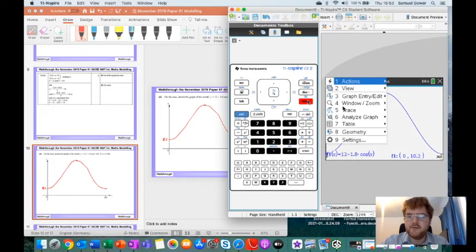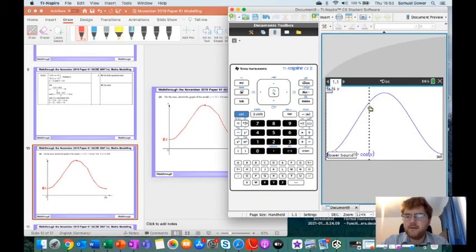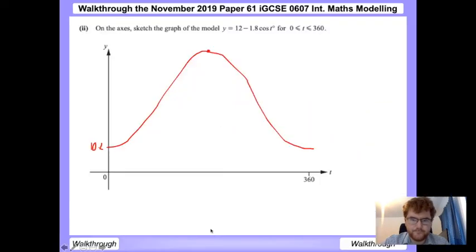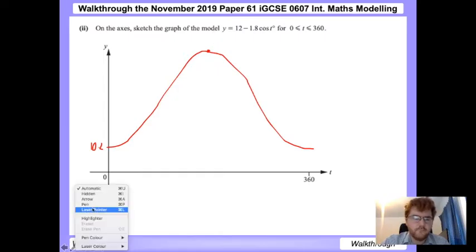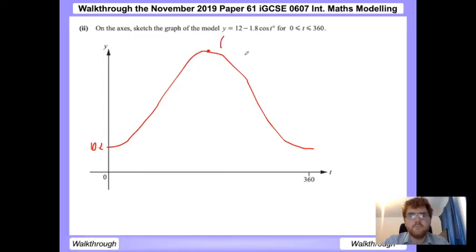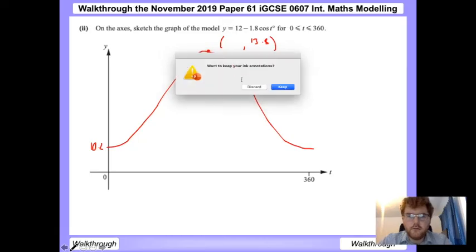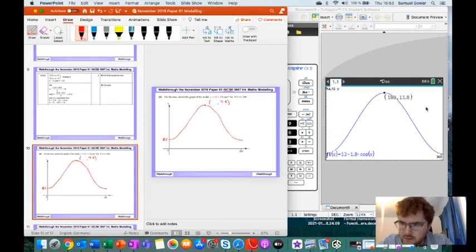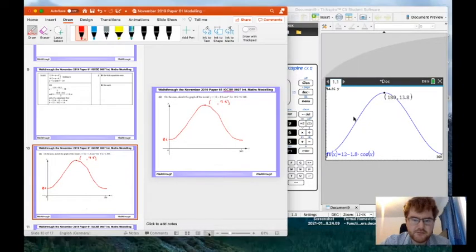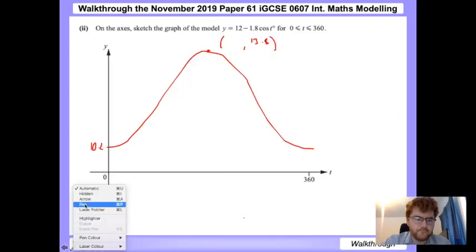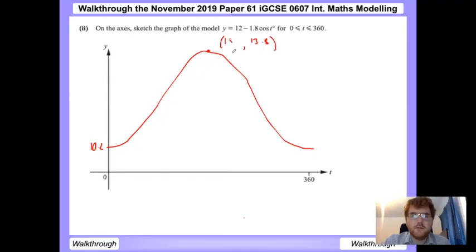Again, we can also use the function for maximums, analyze graph: maximum, scan before, scan after, and we get 13.8 for our y value. And let's just quickly check our x value. It was 180, so halfway in between. That makes sense, symmetrical. So we pop that in, 180.